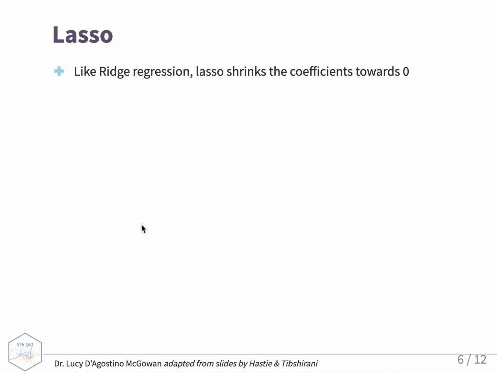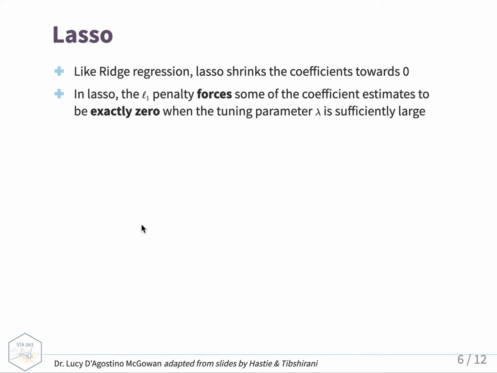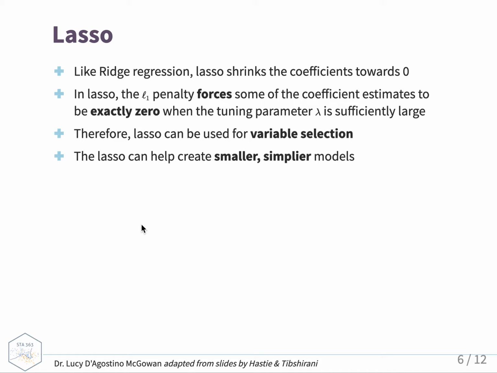So like ridge regression, lasso shrinks the coefficients towards 0, but unlike ridge regression, it actually shrinks some of them to be exactly 0. Basically, it forces some of the coefficient estimates to be exactly 0 when the tuning parameter lambda is sufficiently large. So when you've picked a big enough lambda value, some of those coefficients are going to be shrunk all the way to 0. And so therefore, as I mentioned, lasso can be used for variable selection, which is very useful. Variable selection helps us create smaller, simpler models. It helps us create what's known as parsimonious models, and so that's basically a model that's small and simple, and this is generally a good thing.